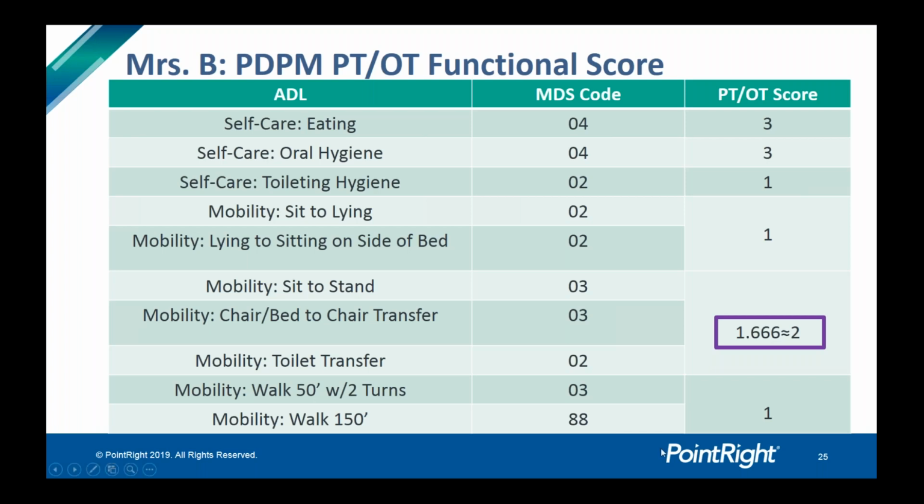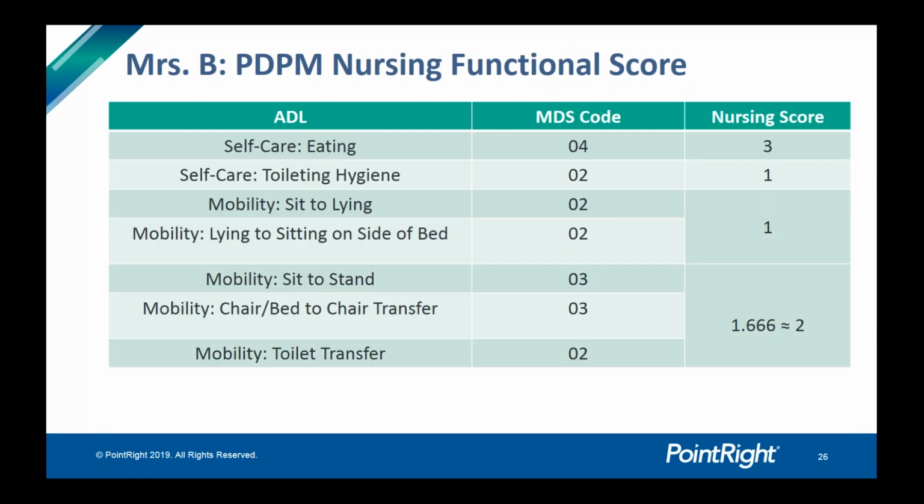And then lastly, the walking is an average of these 2 items, but the 150 feet did not happen, so that's a 0, so that averages out to 1. So she has a total functional score of 11 for PT-OT. Similar story with nursing, again, fewer items. The walking is not considered here.